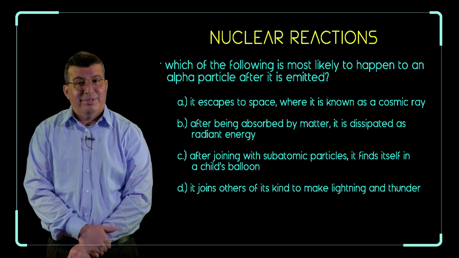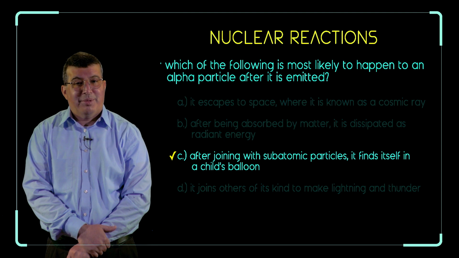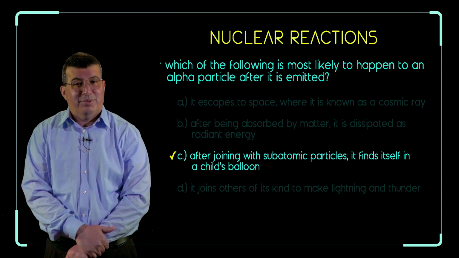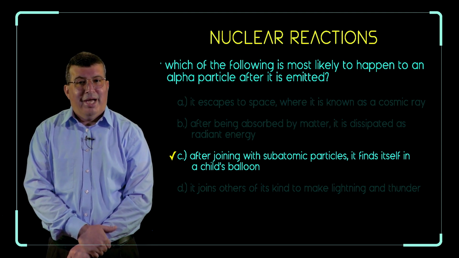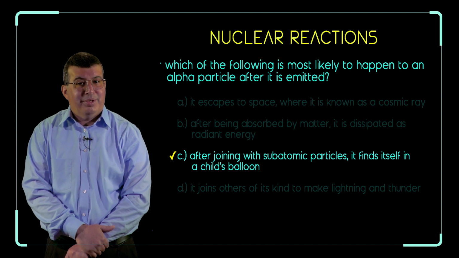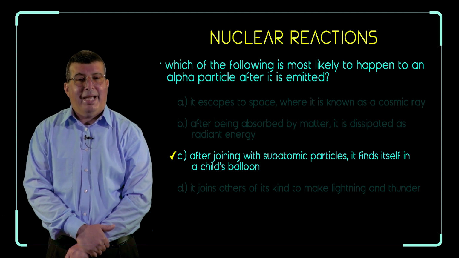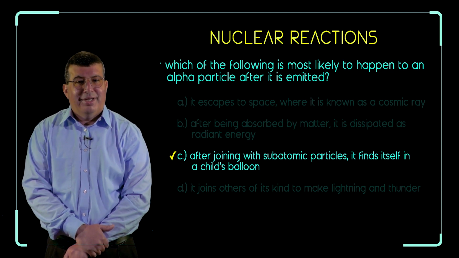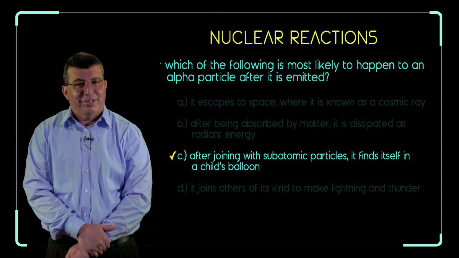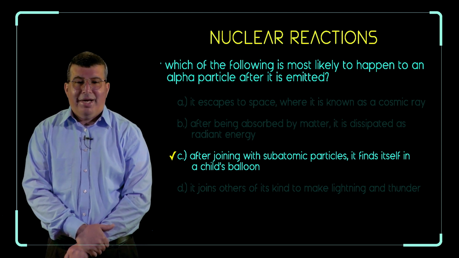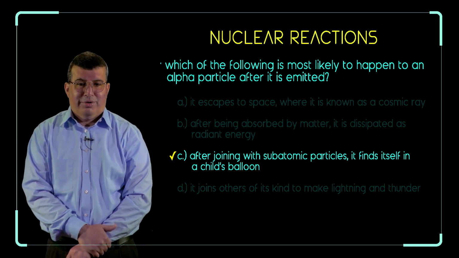The correct answer here is C. After joining with subatomic particles, it finds itself in a child's balloon. The alpha particle, the helium nucleus, joins with electrons, which are also subatomic particles, to become a helium atom, and it might find itself in a child's balloon. That is actually where our helium on Earth comes from.